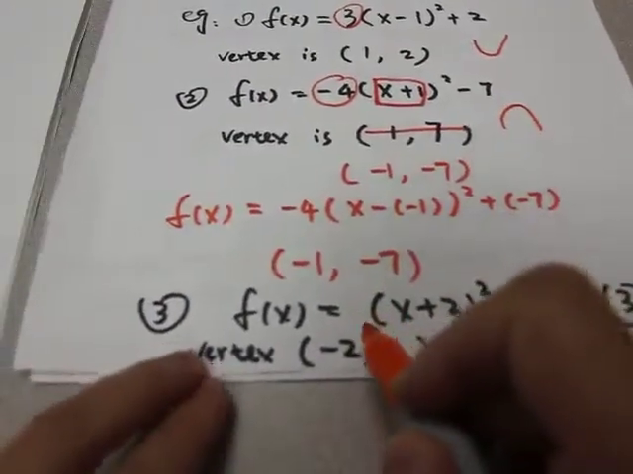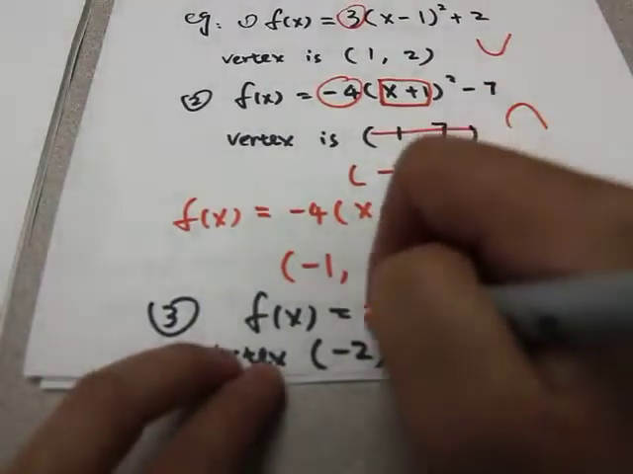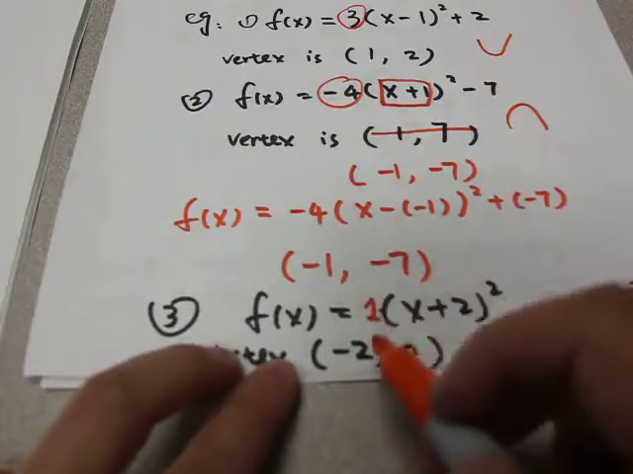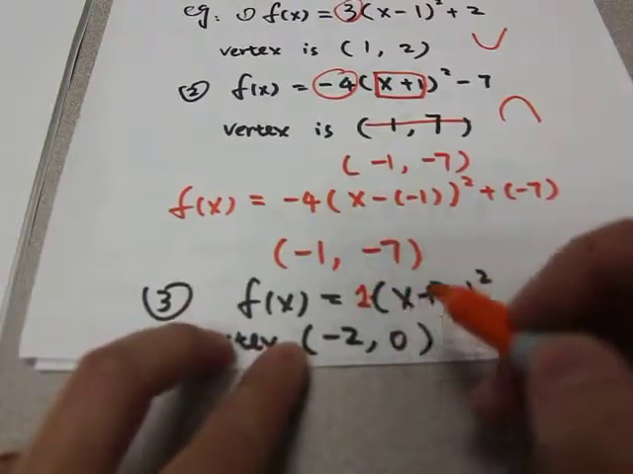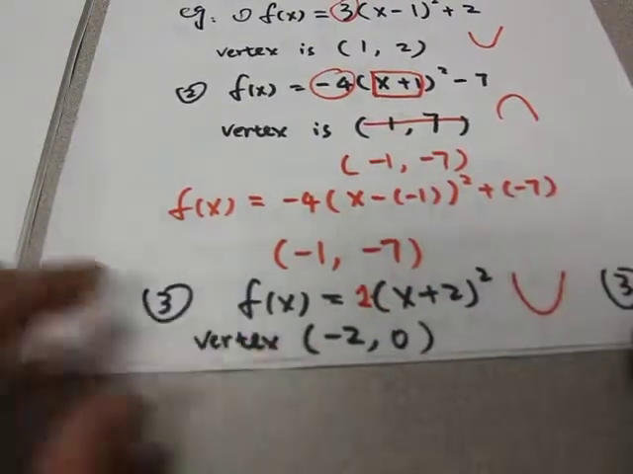Now down to here, a is 1. Remember, a is 1, but we usually don't write the 1. When the coefficient is 1, we usually don't write it. Therefore, the graph opens up.